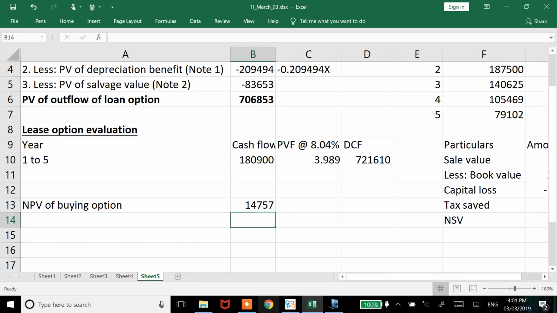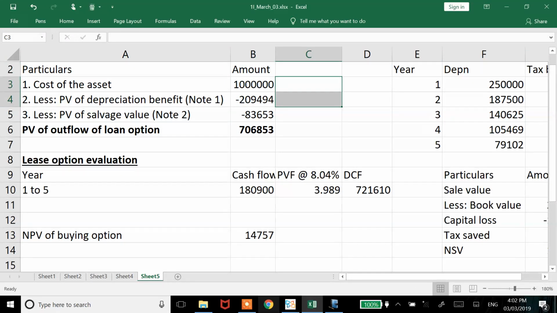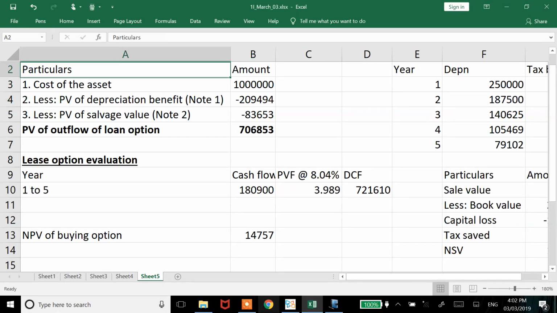Evaluation of loan option. Because the discount rate will be the same as the after-tax cost of debt, we'll use the shortcut method. Particulars and amount. Point number 1, cost of the asset. You can write 10 lakhs.